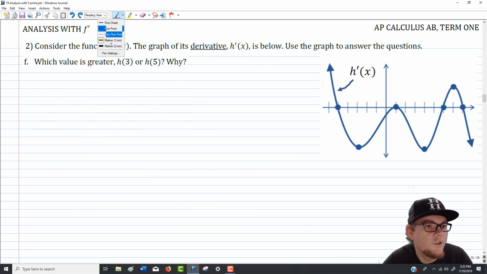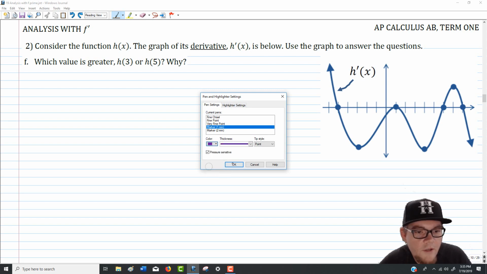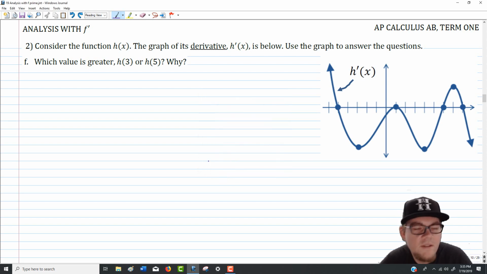Okay, question F, or 2F. This is an old favorite question that I started putting on the test, I think back in 2016 in fact. And it's actually really simple, but it's easy to mess up when you look at the picture like this. So in 2F, you are asked which value is greater, h of 3 or h of 5. And what most people do, in my experience, is they go look at the picture and they go, oh, I don't know, man. They look kind of the same. Worried face. Yeah, exactly. But here's the thing.